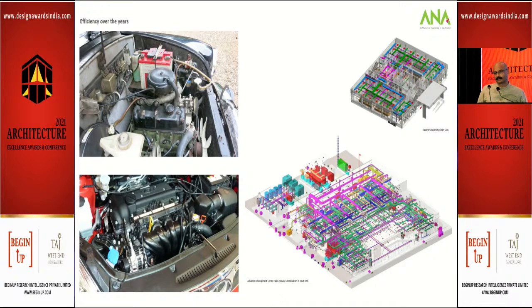Our buildings are something like this. If you look at our buildings, we put spaces together, but they are an Ambassador or a Fiat engine. And we all know what happened to them. They were obsolete. Despite all government protection, despite the fact that we were a closed economy, despite the fact that manufacturing was difficult, they shut down.